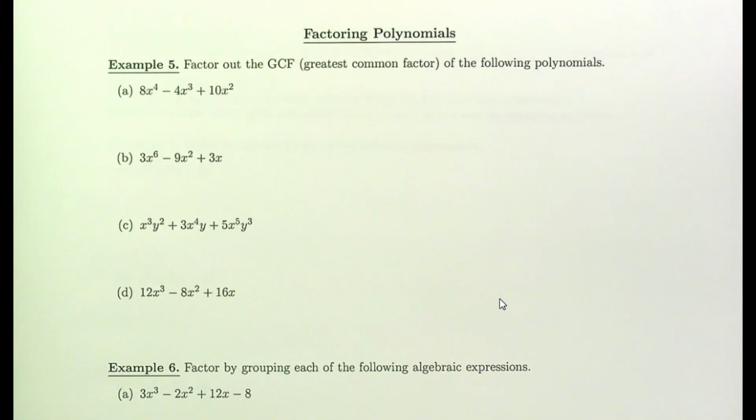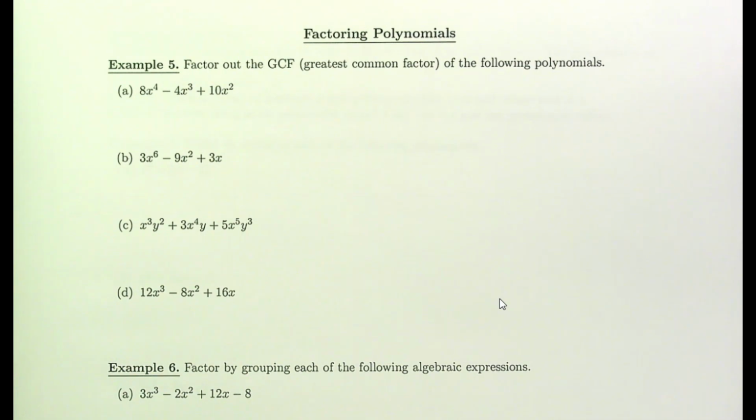We will now talk about factoring polynomials. Factoring is a very important skill in algebra. It is used extensively for simplifying rational expressions and for solving equations, for instance. So those are just two examples where factoring is used.